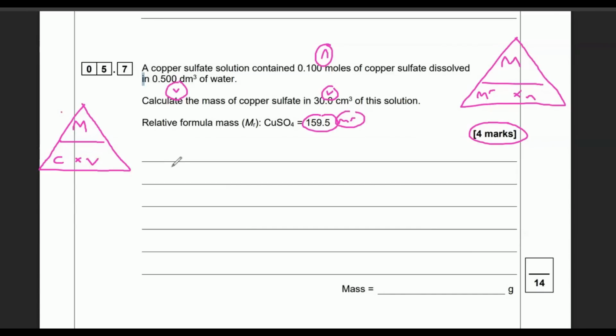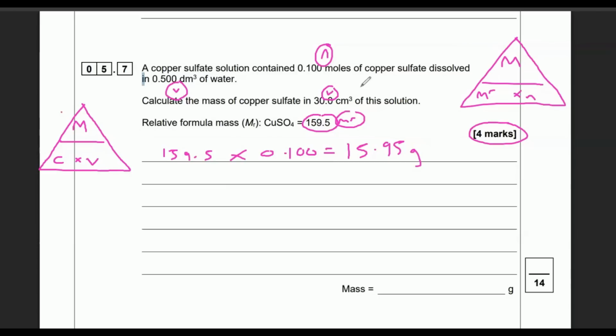So I'm going to do 159.5, which is the Mr, and I'm going to times it by n to get myself the mass. And this is going to pick you up maybe 2 of the marks. So 159.5 times 0.1, and we've got 15.95 grams. Now, that's the mass we've got. What is the mass in? It's in 0.5 decimeters cubed of water.